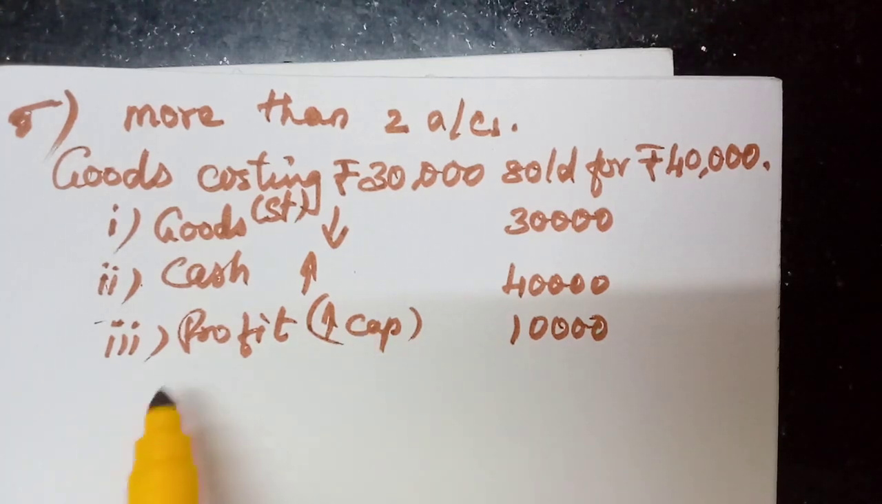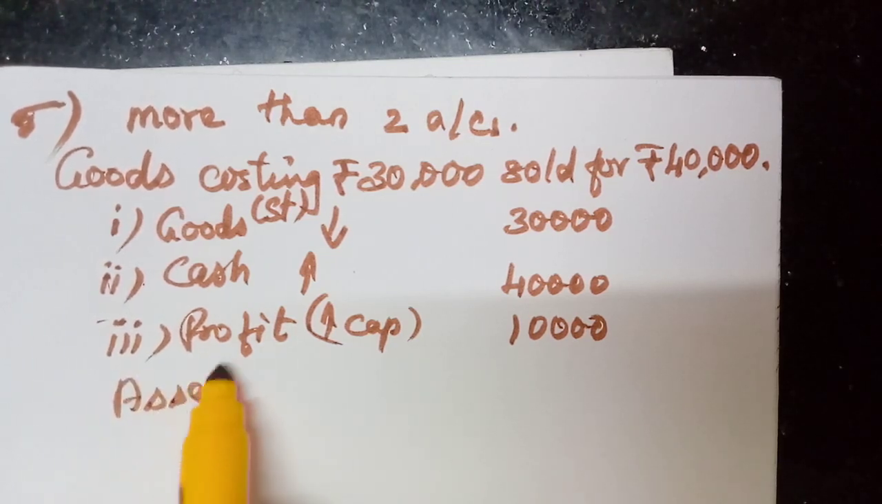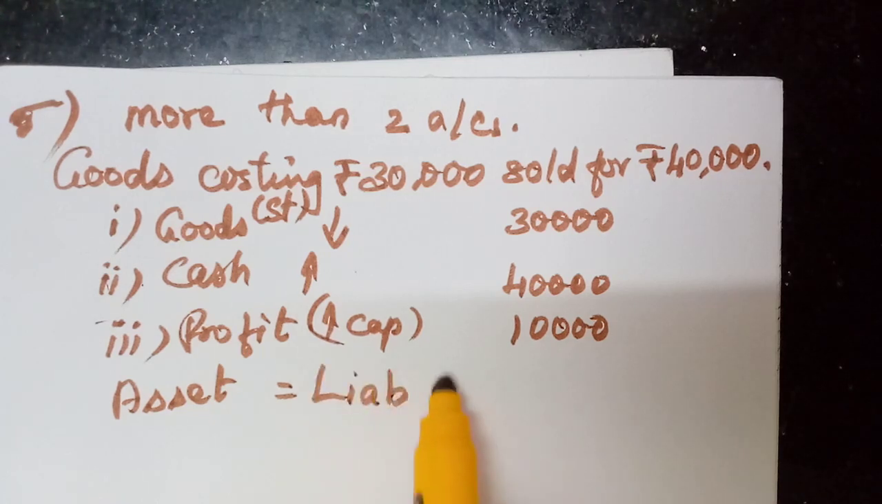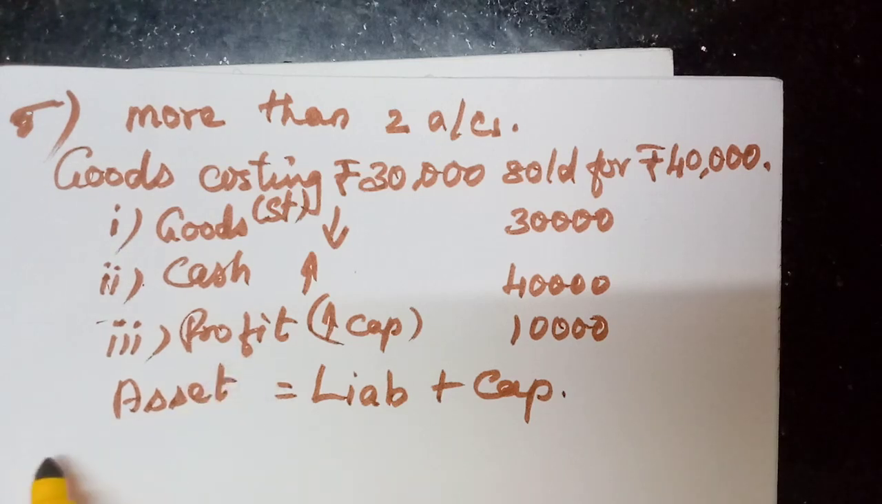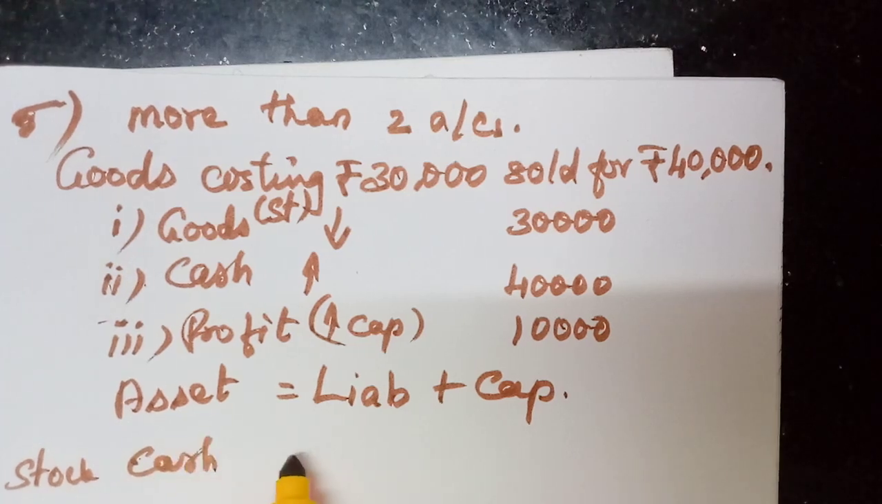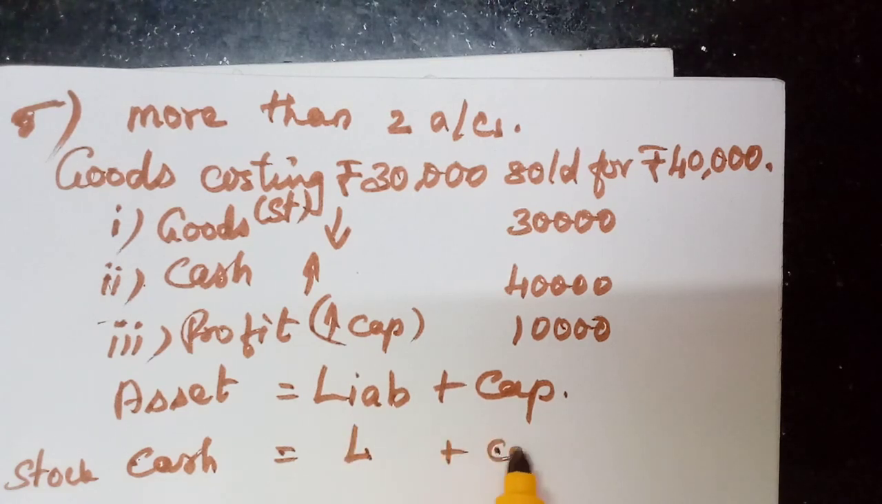Now we will check whether the accounting equation comes correct. Say, write the accounting equation. Asset is equal to liabilities plus capital. What are the assets now? 2 assets, isn't it? Stock, cash. Okay. Stock, cash. Then liabilities, nothing. Plus here capital. Okay, that profit.